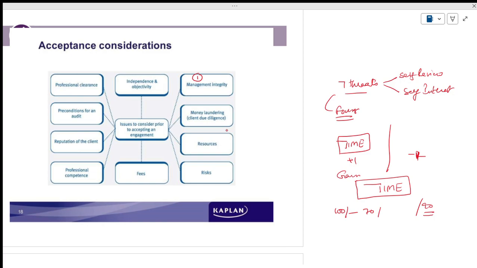Management integrity means whatever is happening, the integrity from the management point of view, independence from the auditor's point of view. Management has to be very fair. It's like you are giving your car for servicing. When you give a car for servicing, you will not interfere. Whatever the mechanic says, you will accept. In the same way, when you are giving your financial accounts for audit, you should not interfere.